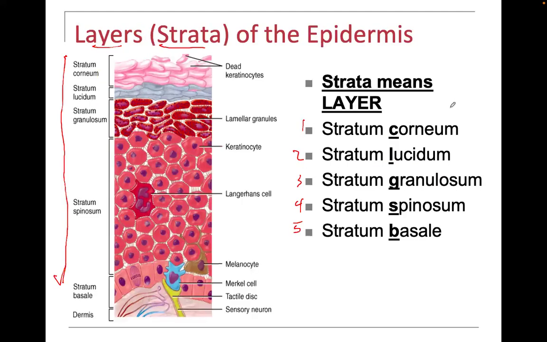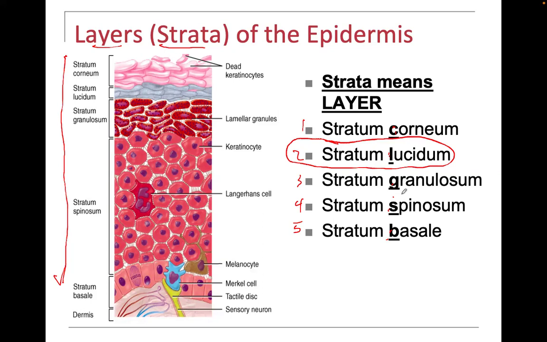When we have thick skin, we're going to have these five layers. In areas where we only have thin skin, the lucidum layer is not included. So if we have thick skin, it's all five. If it's thin, we remove layer two. From superficial to deep, we have a little silly mnemonic: Cher loves getting skin Botox. Stratum corneum, stratum lucidum, granulosum, spinosum, and basal layer.